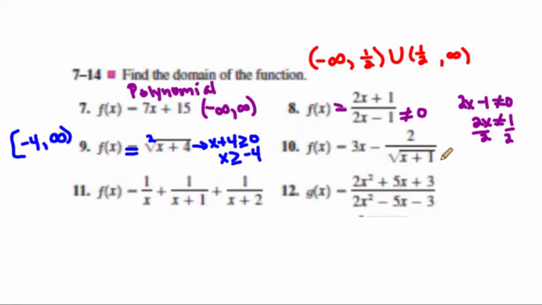This time, however, I have a radical or an even root in a denominator, which means it can't equal 0. So I have to make x plus 1 this time just be greater than 0. So that's -1 to infinity.